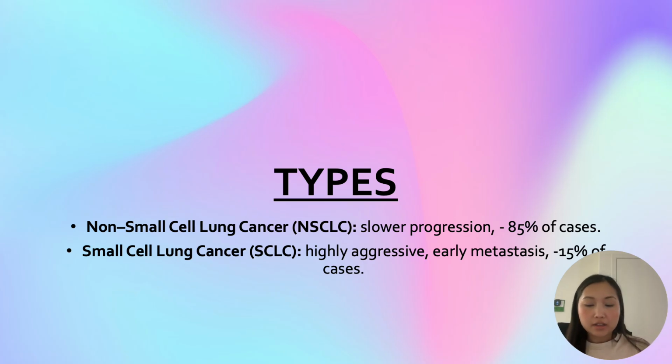For small cell lung cancer, it's highly aggressive with rapid progression. The metastasis is early and widespread, especially to the brain, the bone, liver, and adrenal glands. It is very fast growing versus non-small cell lung cancer.